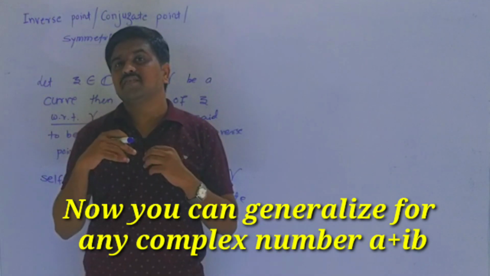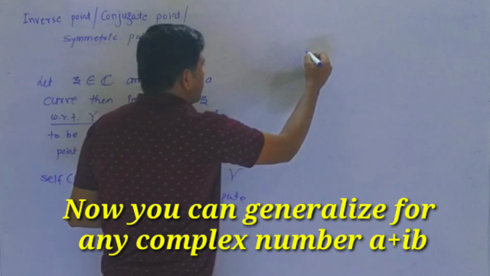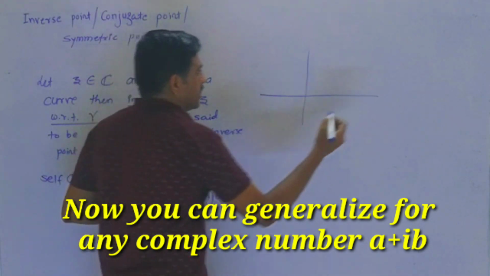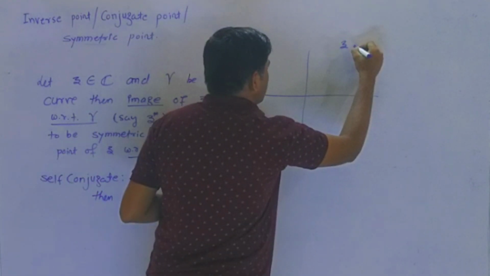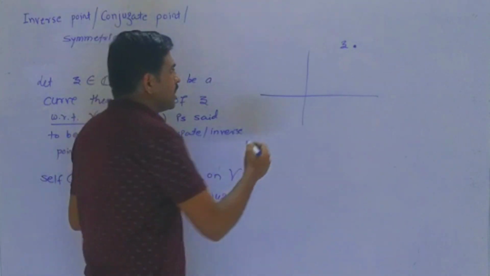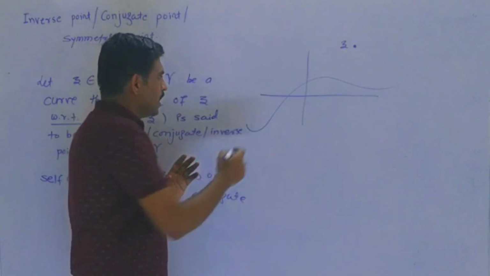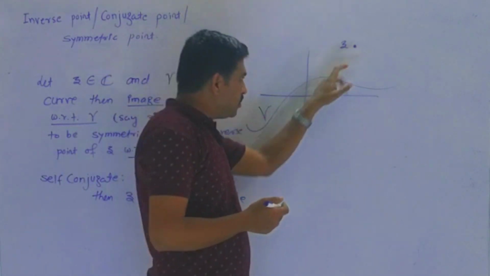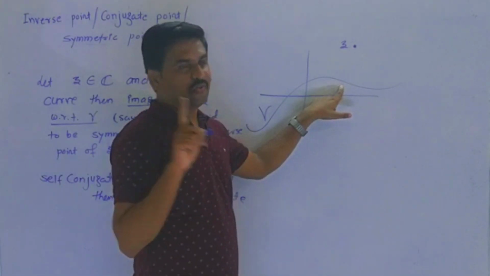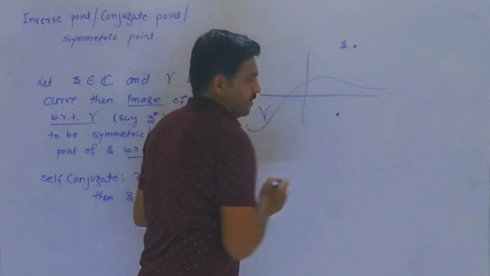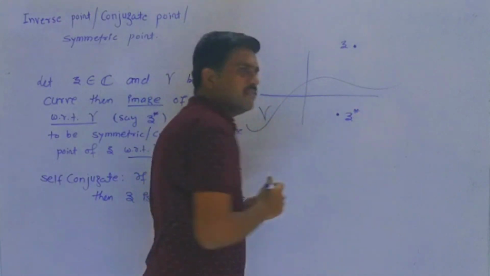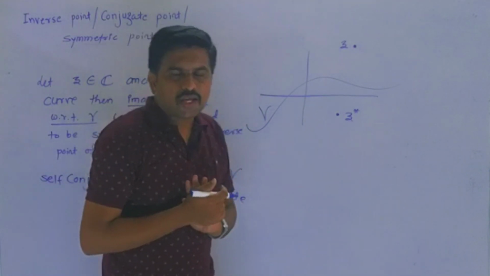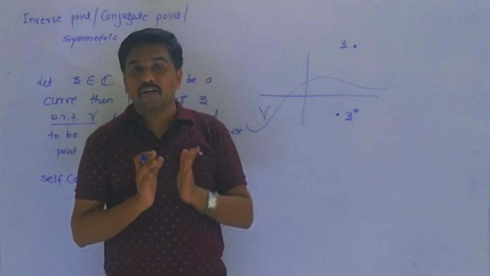Okay, so what is the scenario of conjugate point? Actually it is the graphical representation of the definition, right? So this is the complex plane, and take Z to be any complex number. Suppose this one is the complex number, and gamma is any curve. Suppose this is the gamma curve. Then the image of this point with respect to that gamma is said to be its conjugate. Suppose we get it here. So this is Z star, its image with respect to that gamma curve. So this is the concept of conjugate point, or symmetric point.